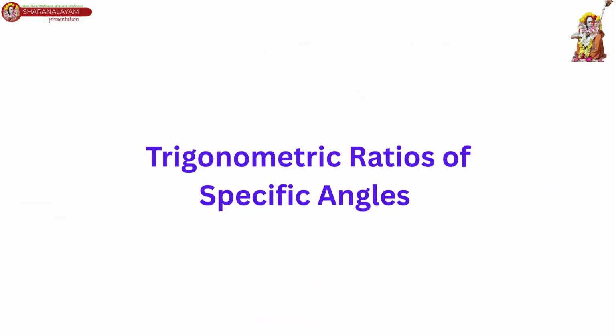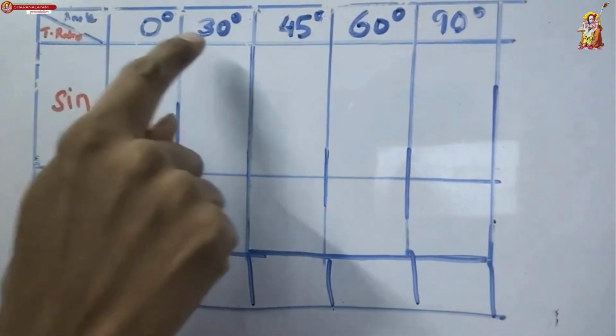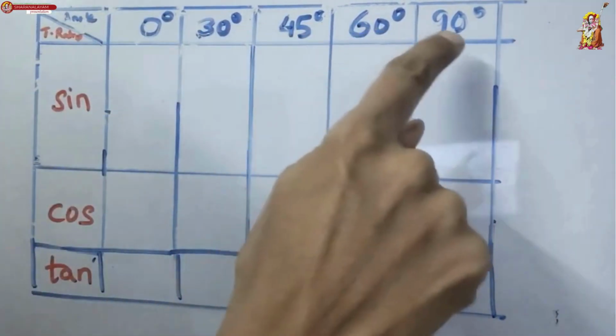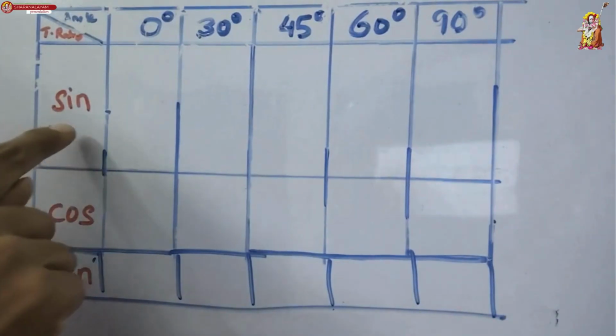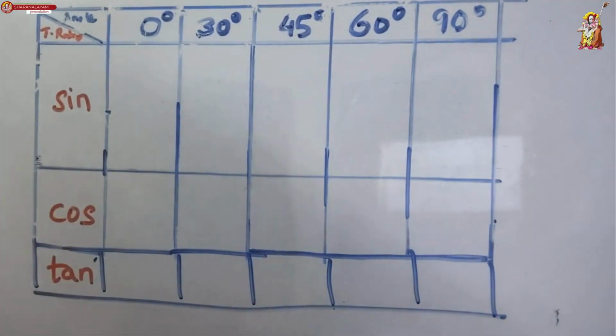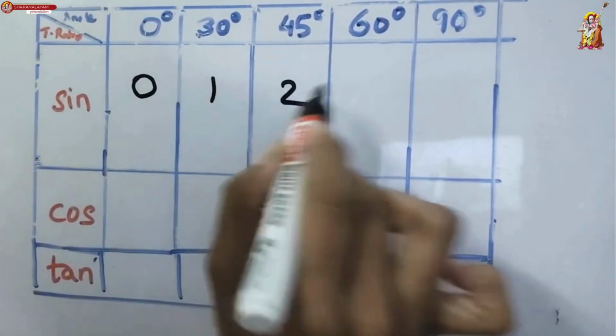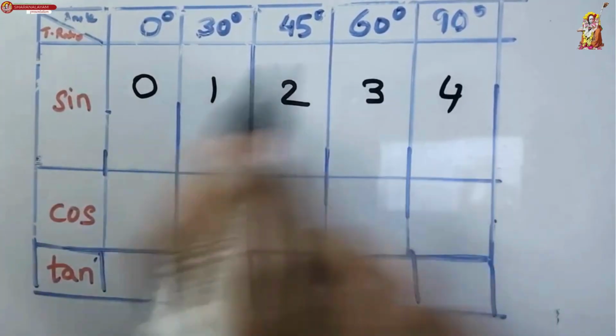Now, next, let us go to the trigonometric ratios of angles. Let's have this table. Okay, so here we have the angles 0 degree, 30 degree, 45 degree, 60 degree, 90 degrees. And here we have sin, cos, tan. Okay, now, let's write the numbers from 0 to 4, okay? 0, 1, 2, 3, 4, okay?